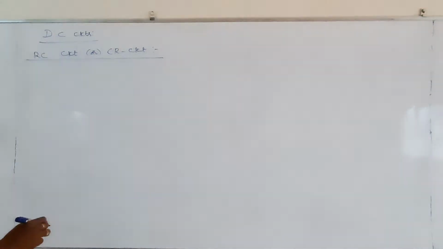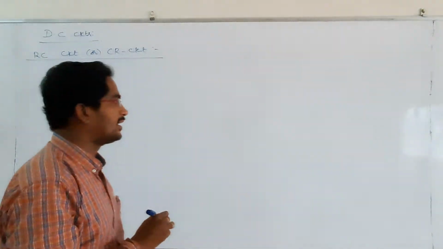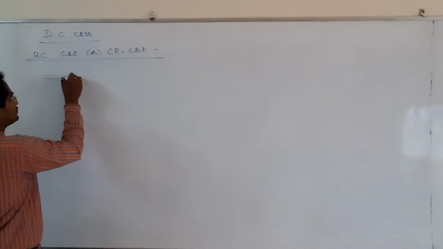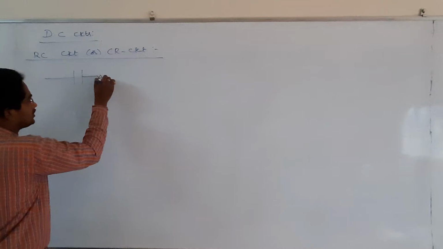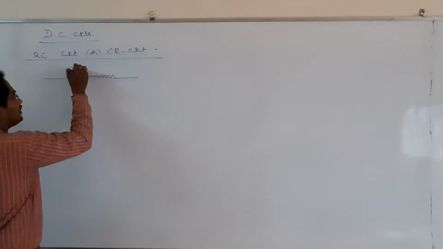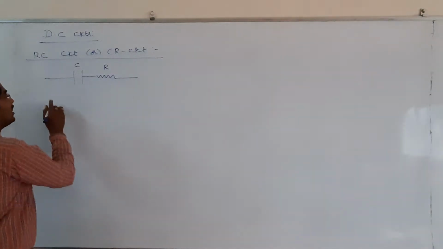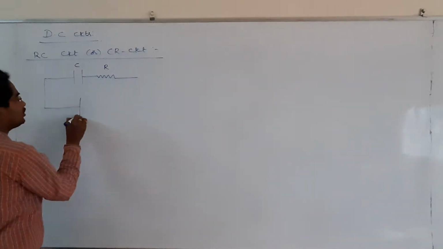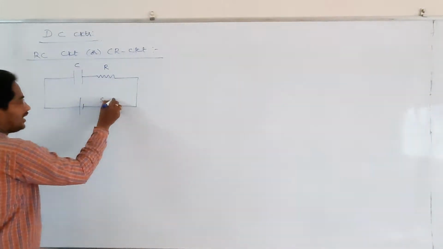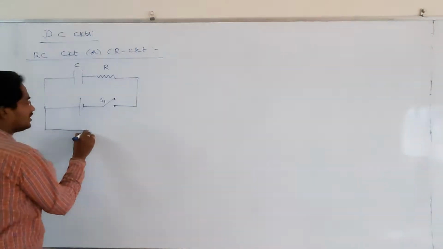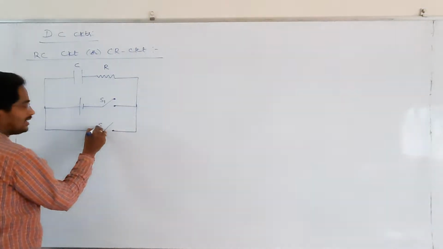Both are the same. As I said yesterday, we are taking a capacitor and a resistor connected to it. A capacitor of capacity C and a resistor of resistance R are connected to a power source, and a switch S1 is there, which is connected to another switch S2. A switch is connected in parallel here.